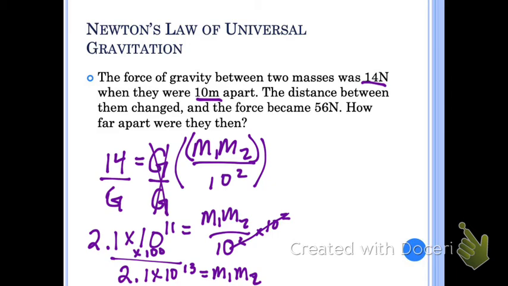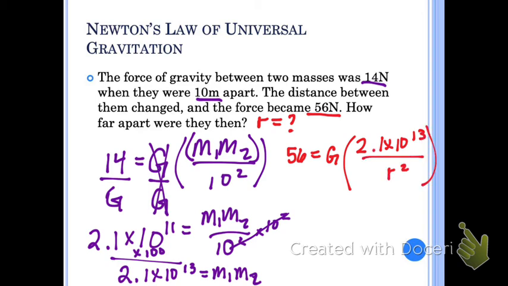Now, we don't really care how that mass is split up, right? It could be split equally. It could be split 75-25. We don't really care how it is because the mass product is still the same for scenario 1 and scenario 2. So now let's go ahead and look at our second part of it. It says the force now is 56 newtons, and we're solving for how far apart they are. Okay, so I'm going to go 56 equals G. And now for M1, M2, I'm going to plug in 2.1 times 10 to the 13th over R squared. All right, so I'll do 56 divided by G.